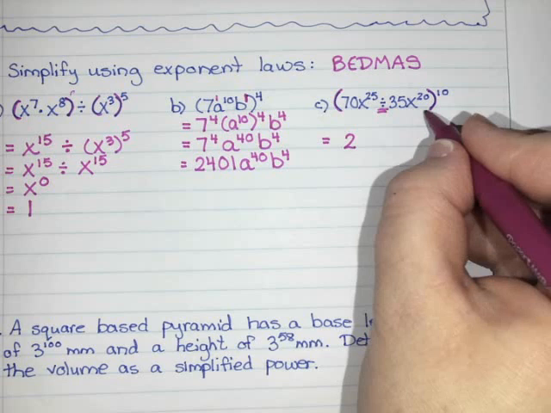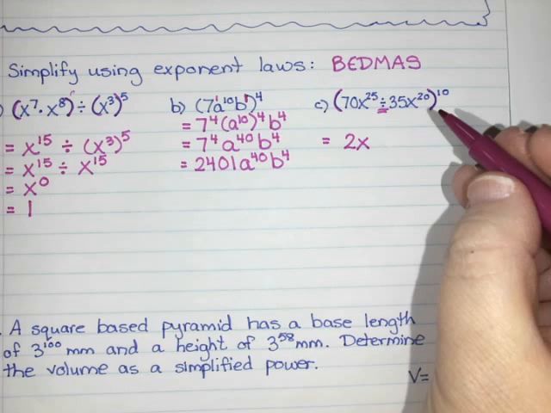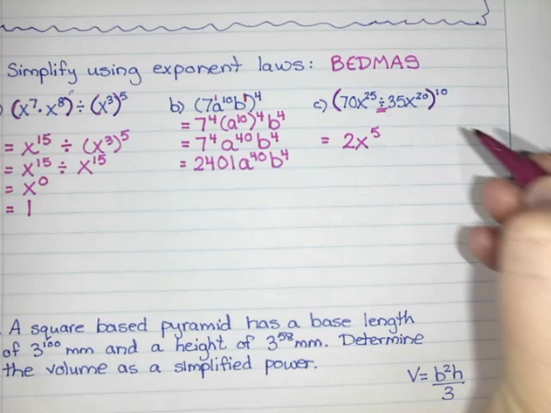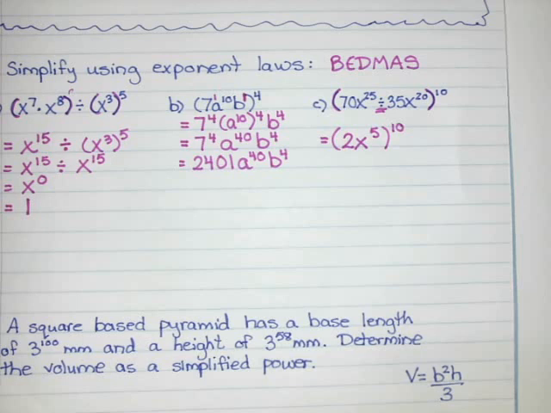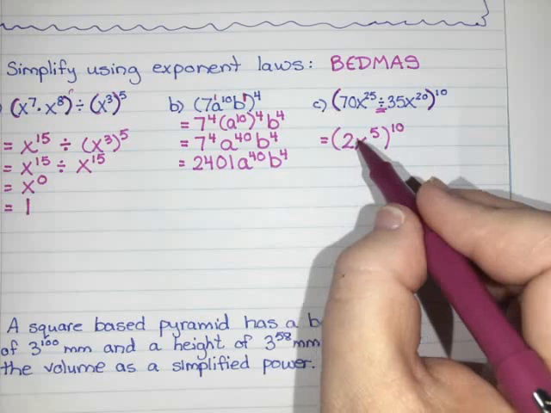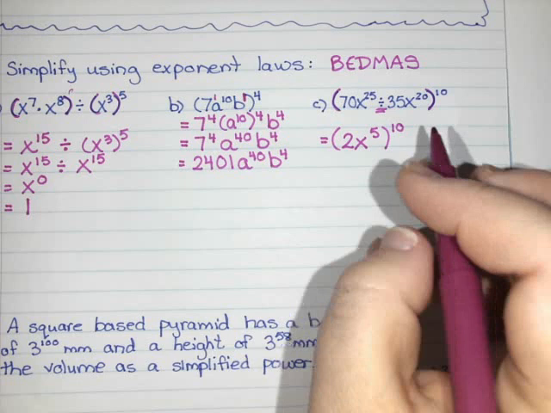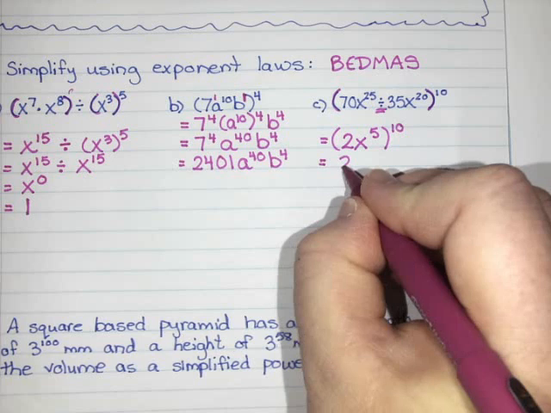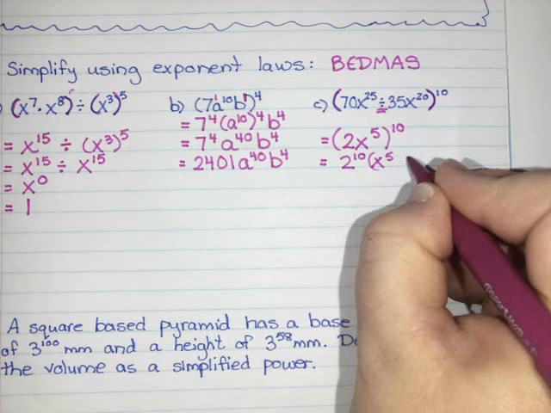And then x to the 25 divided by x to the 20, I'm going to leave the base the same, which is x, and then I'm going to subtract my exponents. 25 take away 20 is 5. And then that is still in a bracket to show that it's to the power of 10. Okay, from here, there's nothing left to do in the bracket, so I'm going to move on to the exponent. This exponent is on the bracket, which means everything in the bracket gets that power of 10. So the 2 gets the power of 10, and x to the 5 also gets the power of 10.